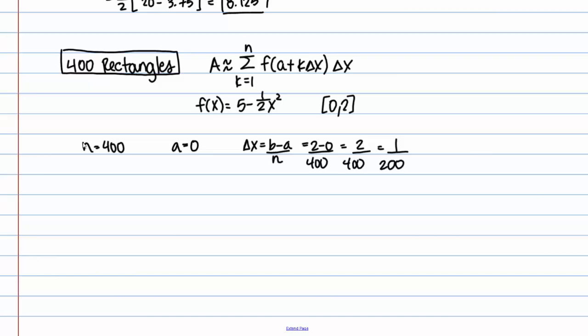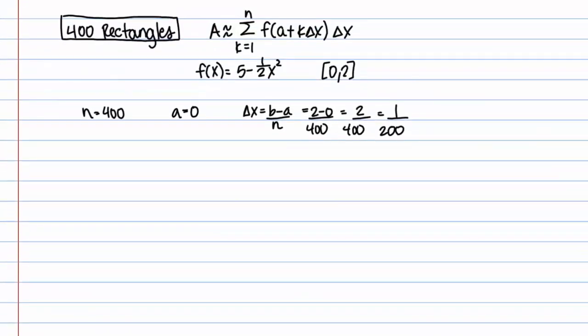Okay, and then we're going to take all this information and plug it into the Riemann sum formula. So if I do that, it's going to look like this. The sum from k equals 1 to n, but my n is 400. Then I have this f of a plus k delta x, that whole expression. Remember, that just represents the height of each rectangle using right-hand endpoints. So if I plug in my information, that's 0 plus k times delta x, so that's 1 over 200k. And then times delta x, and now this is the width of each rectangle, so times 1 over 200.